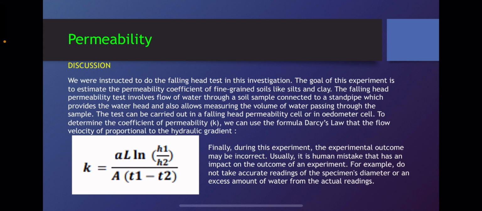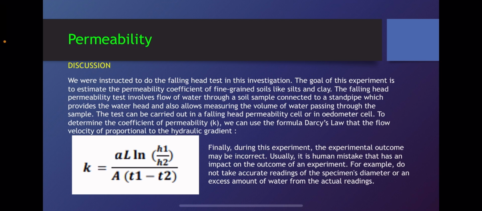So the discussion is, we were instructed to do the falling head test in this investigation. The goal of this experiment is to estimate the permeability coefficient of fine-grained soils like silts and clay. The falling head permeability tests involve flow of water through a soil sample connected to a standpipe, which provides the water head and also allows measuring the volume of water passing through the sample. The test can be carried out in a falling head permeability cell or in an odometer cell.